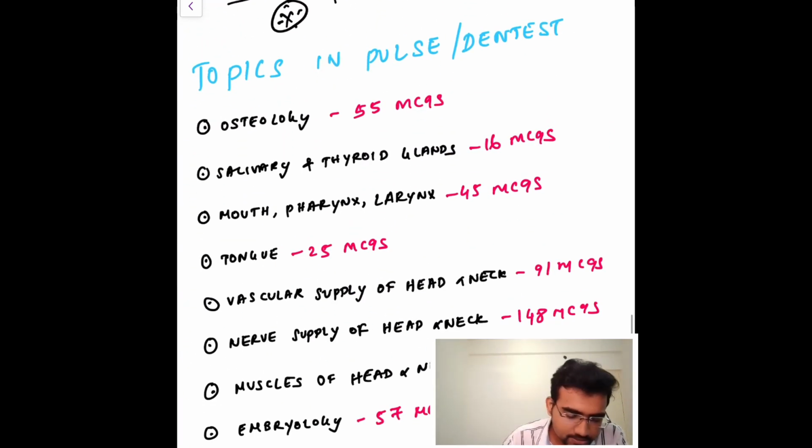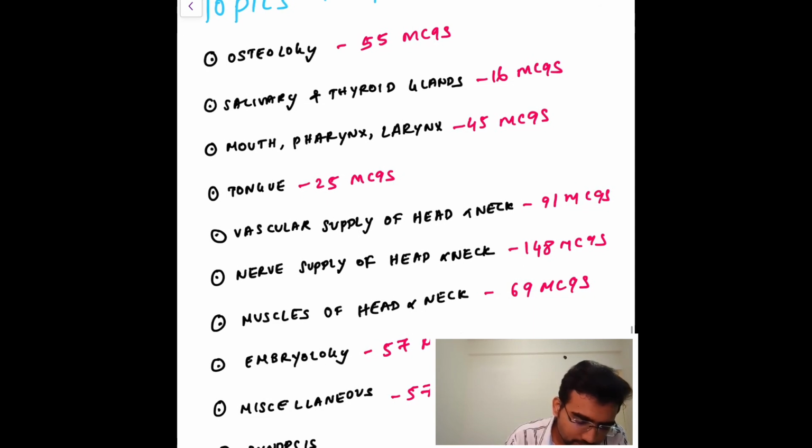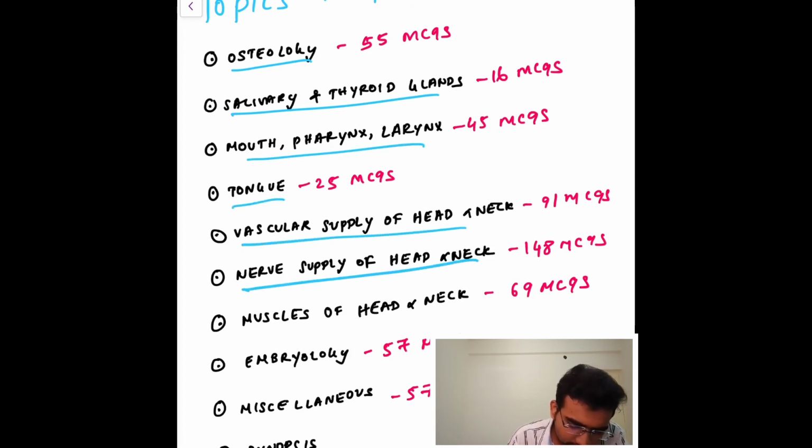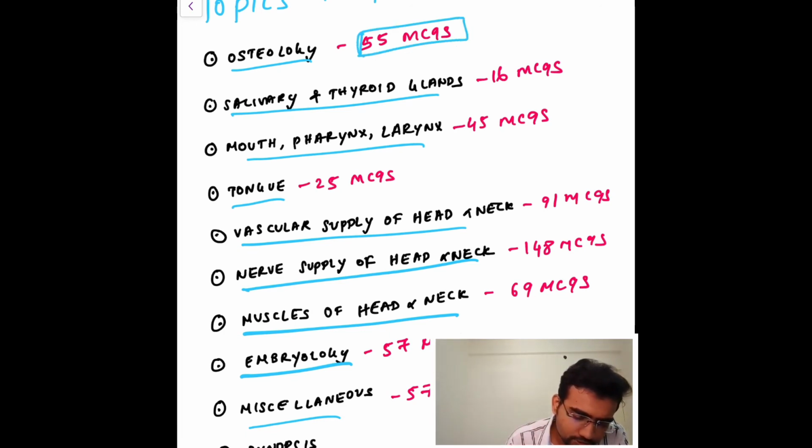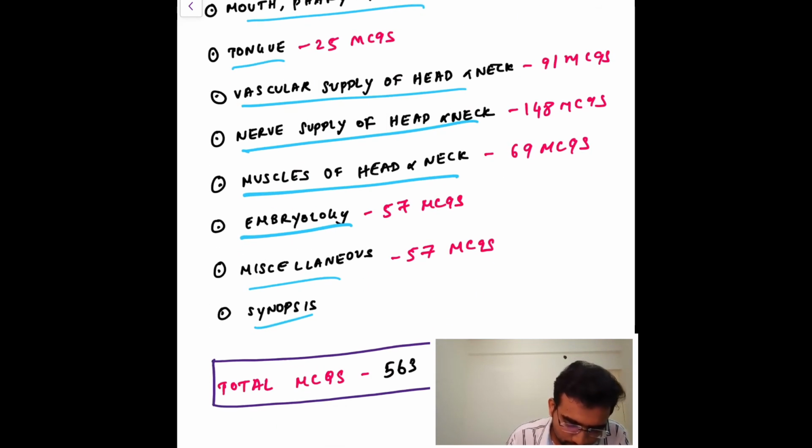Now coming to Pulse of the Dentist. Here you will have osteology, salivary and thyroid glands, mouth, pharynx, larynx, tongue, vascular supply of head and neck, nerve supply of head and neck, muscles of head and neck, embryology, miscellaneous, as well as synopsis. These are the things given in your Pulse of the Dentist. And I have written up the MCQs given in each topic. Totally it comes to 563 MCQs. So 563 MCQs is what you get exposed to in anatomy in Pulse of the Dentist.